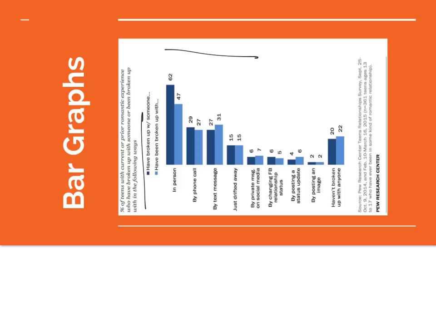Again, the dark blue represents teens that have broken up with someone else. They have initiated that awkward conversation, and the light blue have been broken up with. Somebody has broken up with them in a certain way. So in person is the trend: the old-fashioned in-person breakup continues to be the most popular. Remember, it's important to know that these are percentages. So 62% of those interviewed have experienced breaking up with someone else in person, and 47% had another person break up with them in person.